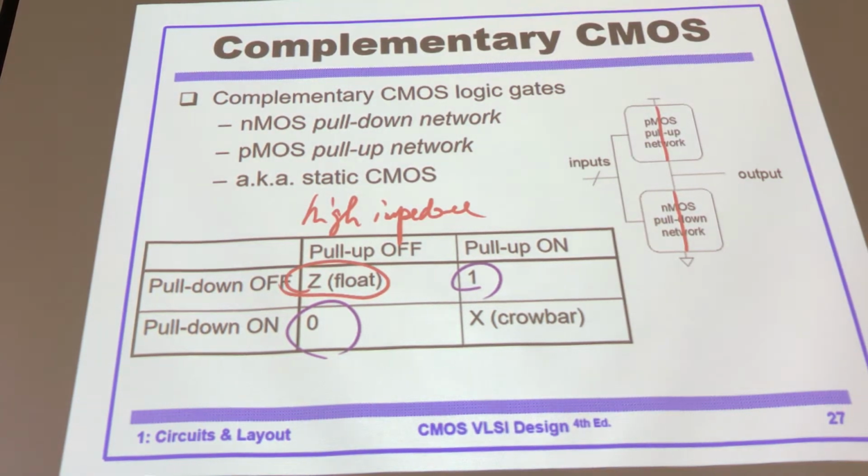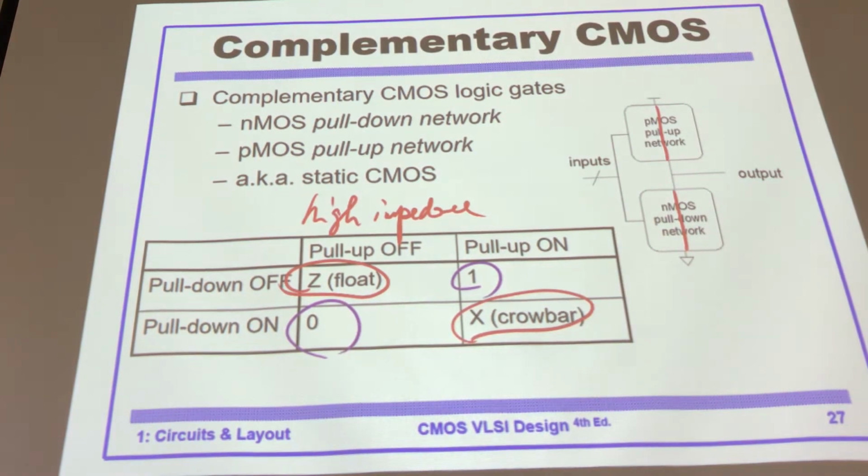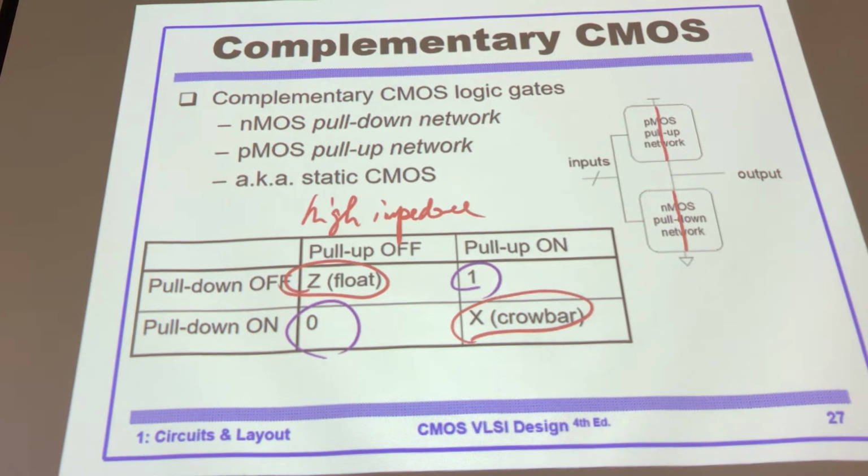Here we say crossbar. It means don't make that happen. It should not be the normal case, because you connect to VDD and you connect to ground. The VDD and ground are competing with each other. There's a signal conflict. Eventually, we are not sure what we are going to get at the output.